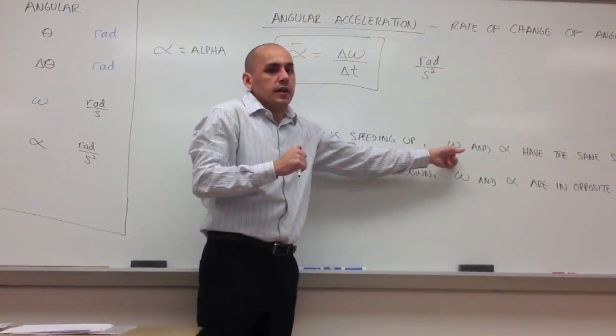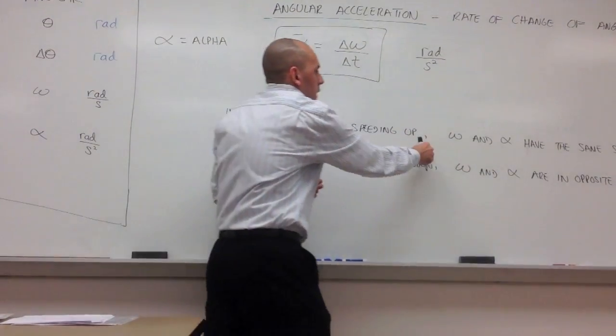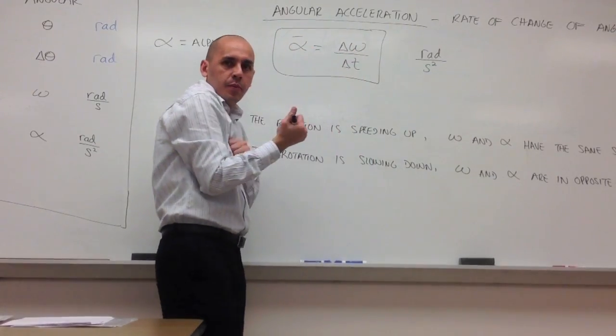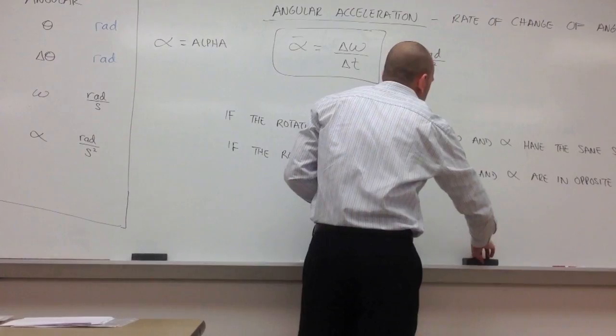So that's our angular acceleration. We're not going to worry about any of the vector properties of that either. We just need to know here that the omega and the alpha have the same sign if we're speeding up. If we're slowing down, then they are the opposite sign. Okay?